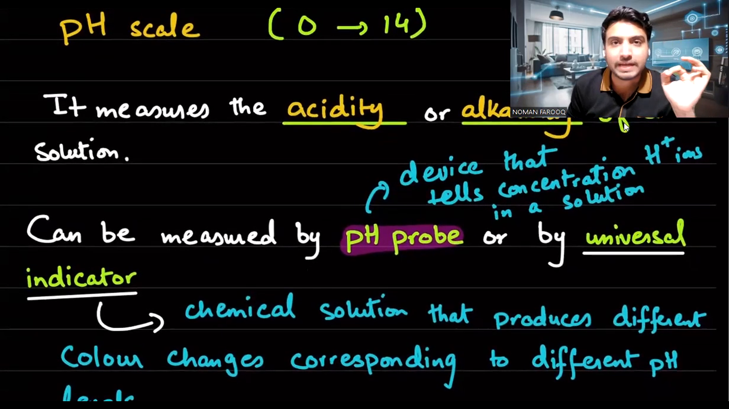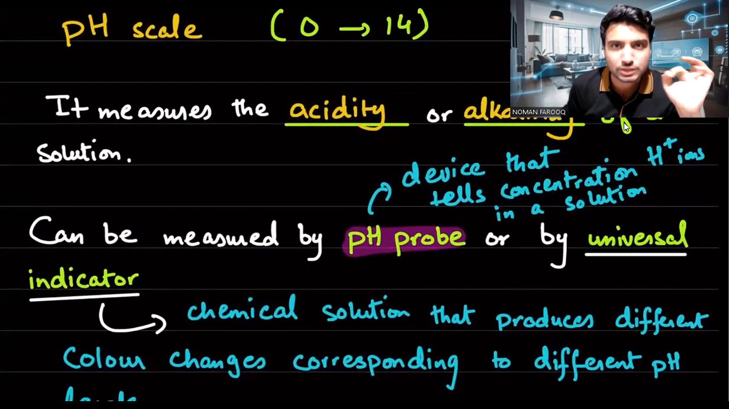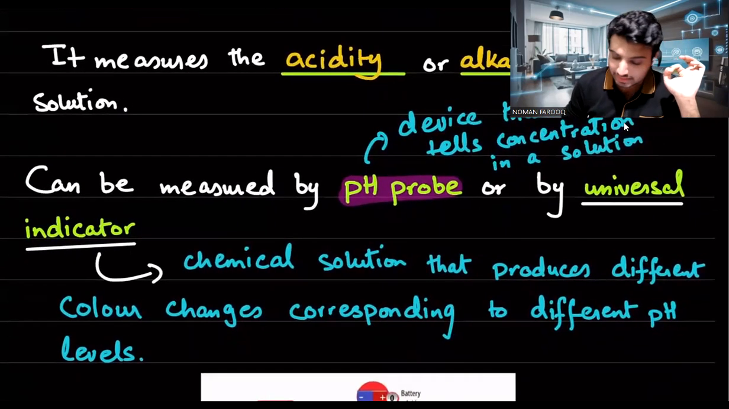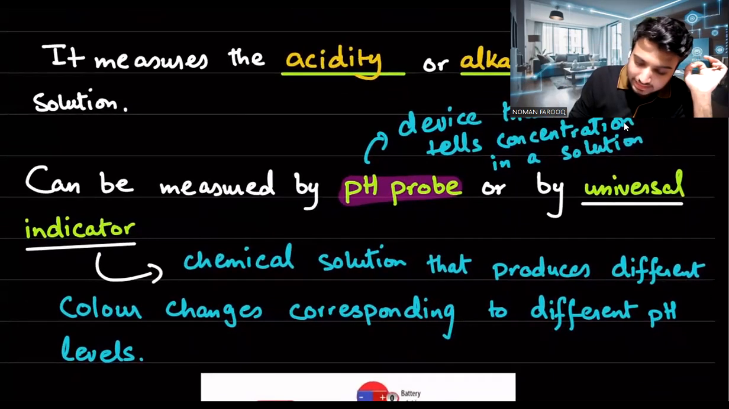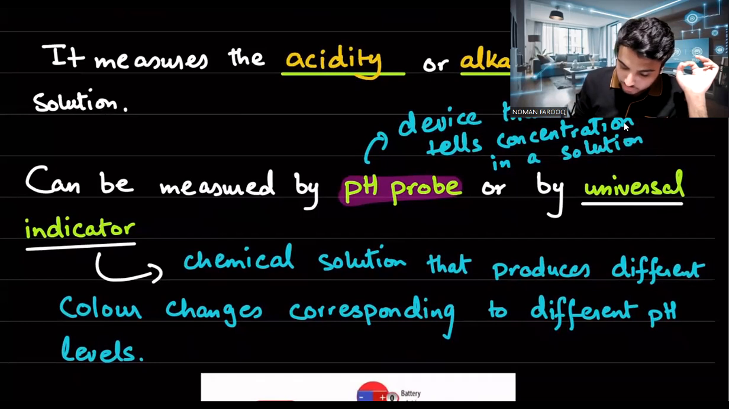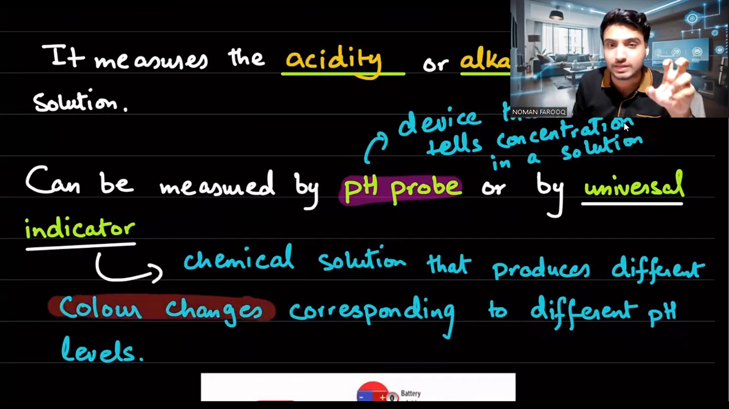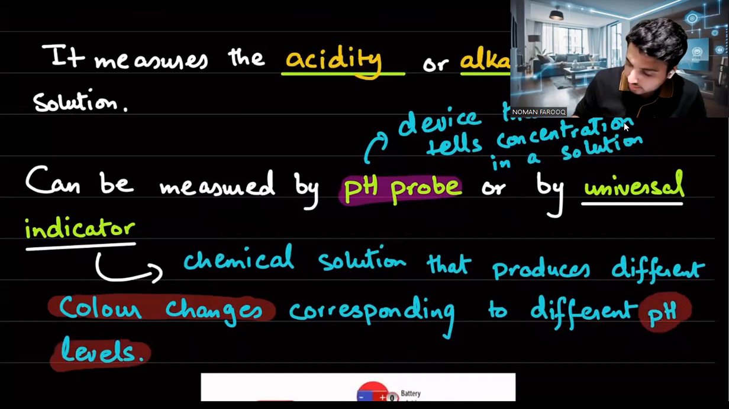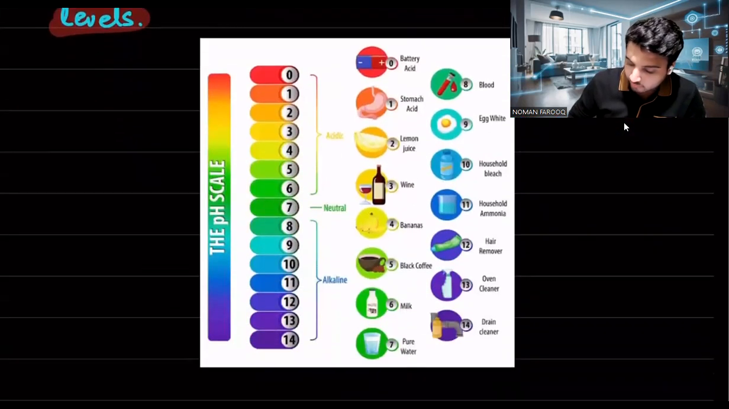So pH can be measured by a pH probe or by universal indicator. So universal indicator is basically a chemical solution that shows different colors corresponding to different pH levels. You will understand it with this picture.